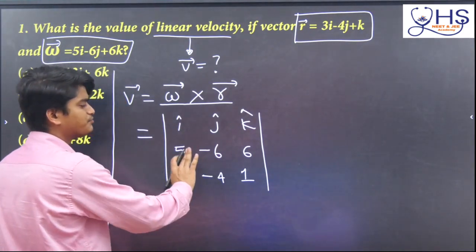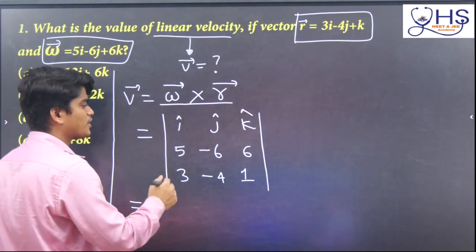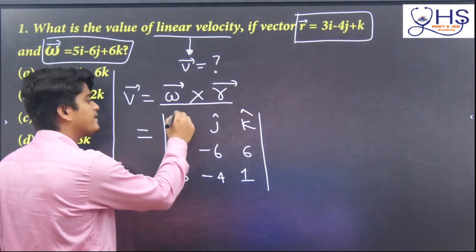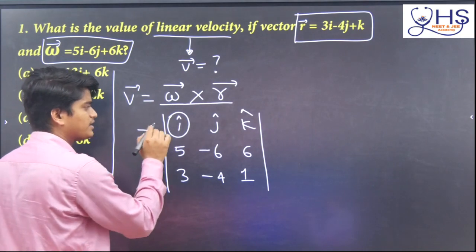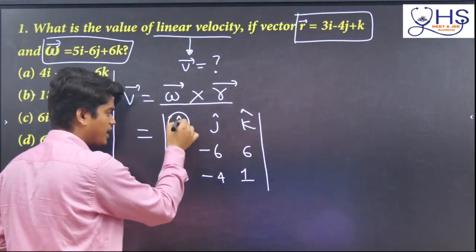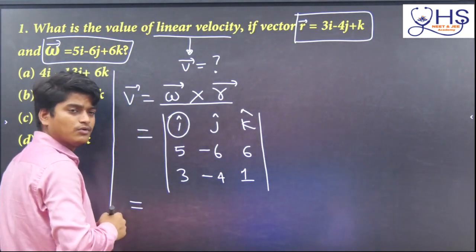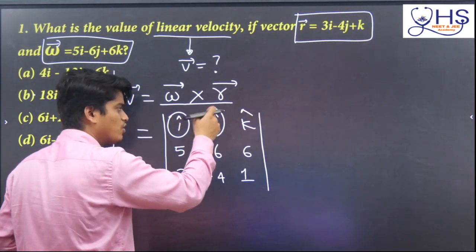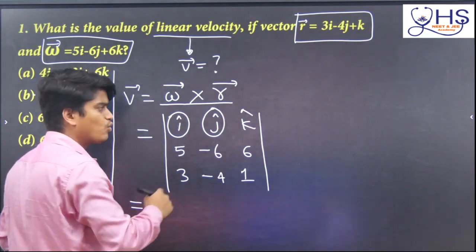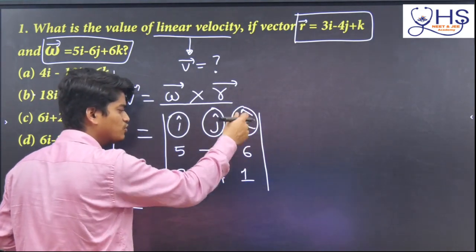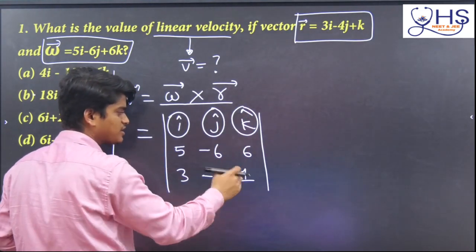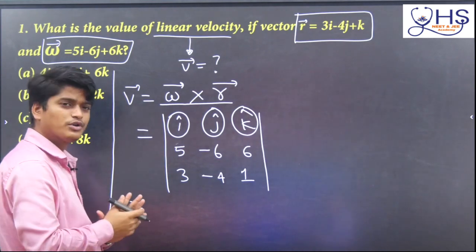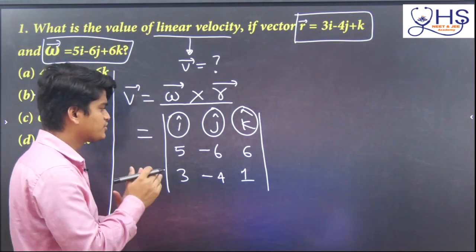Now when you calculate this determinant, first you have to take i cap. When you take i cap, you have to close its row and its column. Similarly, when you calculate j cap, you close its total row and total column. And when you calculate k cap, similarly you close its row and column. Then whatever numbers remain, you have to multiply.